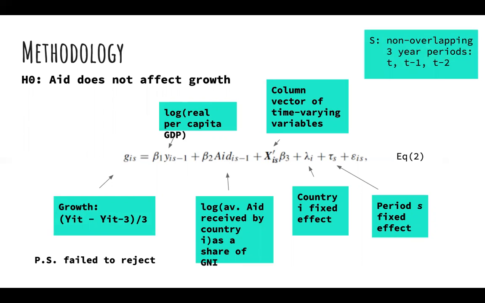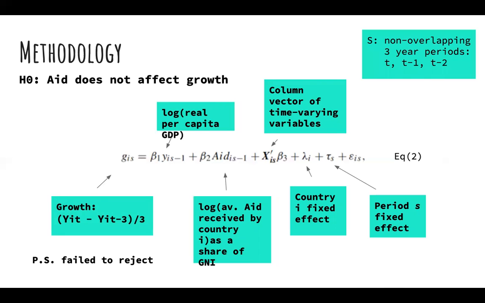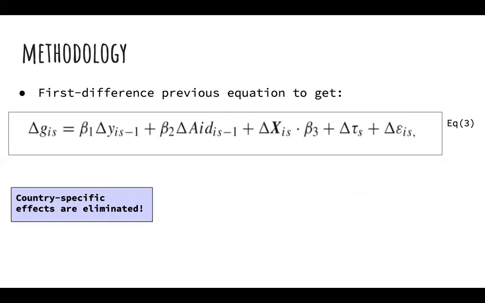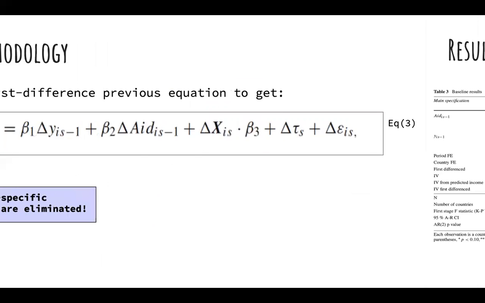As the fixed effect model could be biased, another model is presented. To get this model, we need to first difference the model of the fixed effect. Here, country-specific effects are eliminated. Throughout the paper, the authors use both of these models to describe their findings and get the results.